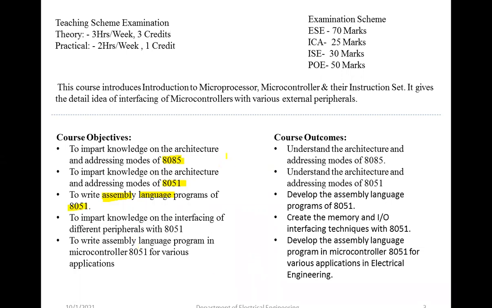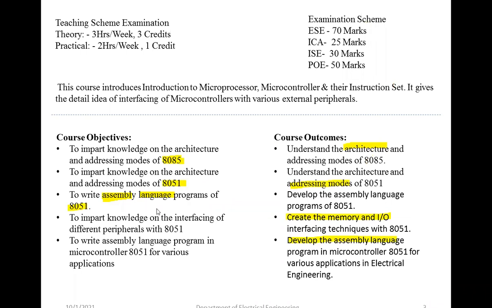These are the course objectives. And the course outcome is, if you learn this, we know the architecture first, then the addressing modes of the 8051. We will discuss the addressing modes next. Then the input and output ports of this 8051, and developing assembly language programs. These are the course outcomes of this subject.